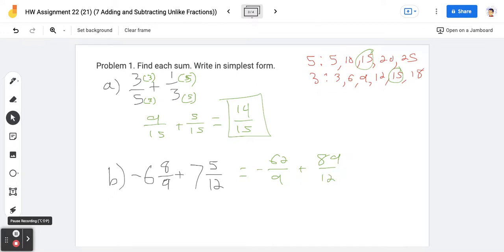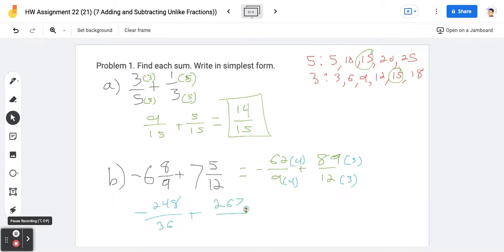I know the least common denominator is 36, so I'm going to multiply my top and bottom to make them 36. To get 9 to 36, I'm going to multiply by 4. To get 12 to 36, I'm going to multiply by 3. Again, that's an 89. I want to make sure that my numbers are clear. I'm going to rewrite my values. That would be 62 times 4, so a negative 248 over 36, plus 89 times 3.